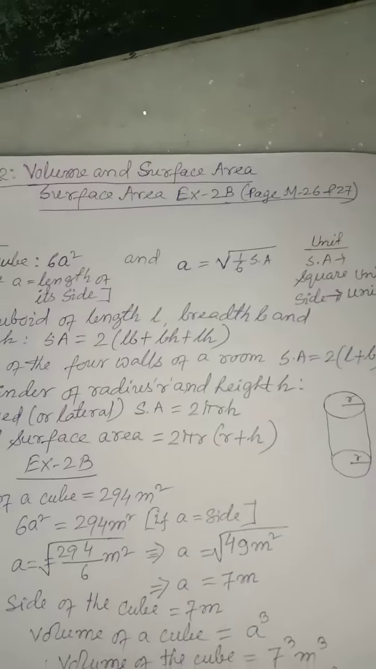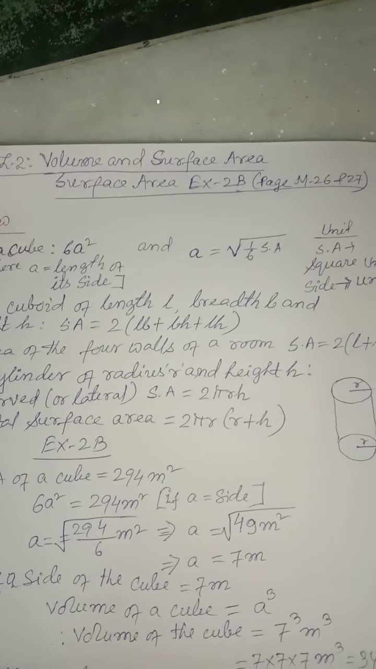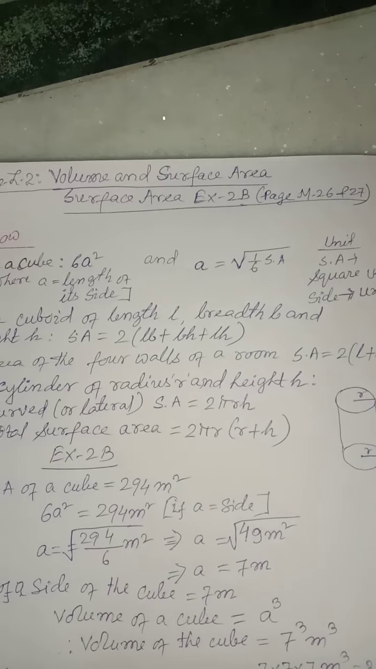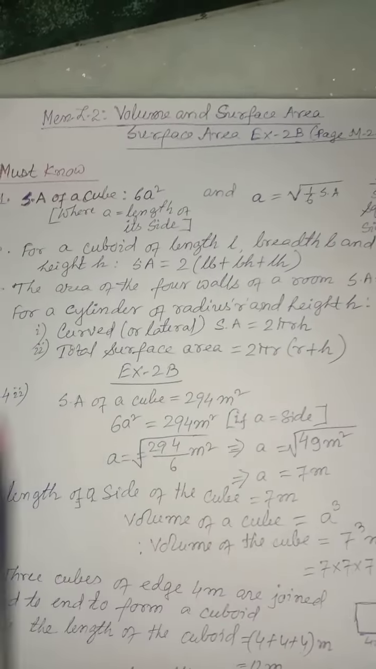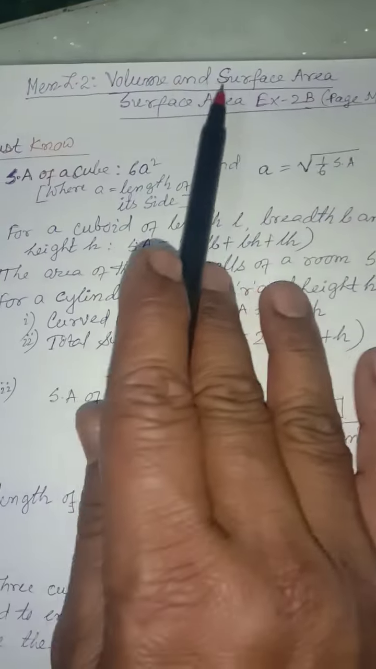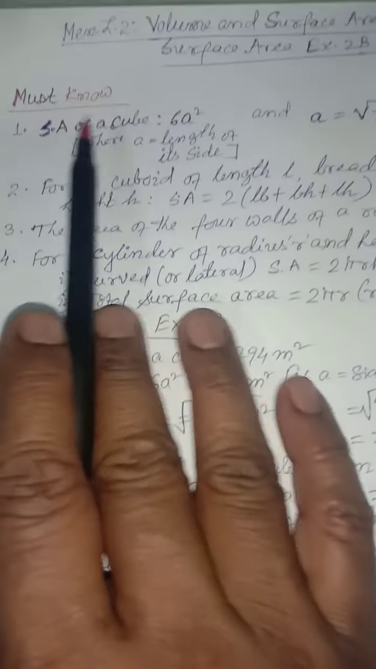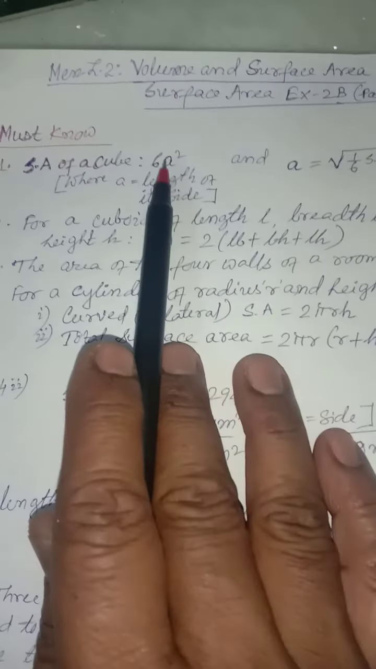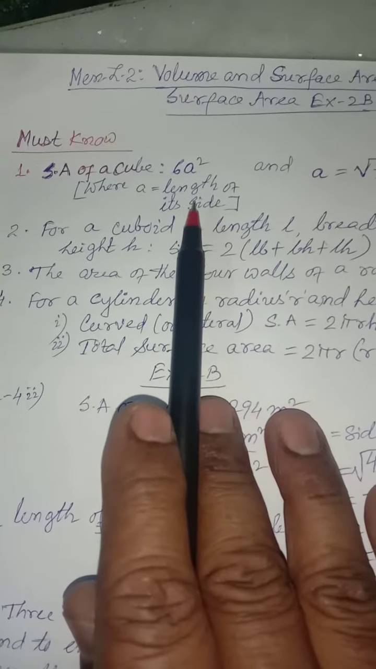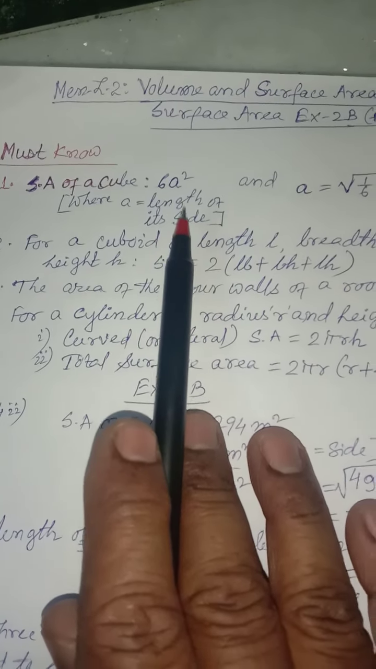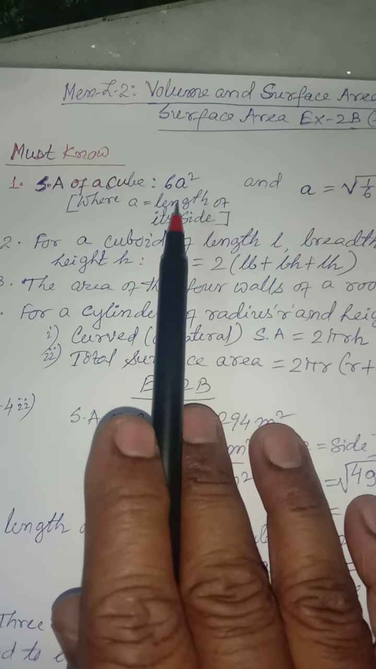You all know some of the general aspects of area. Area will always be given in square units. Volume will be given in cube units. Now, before we move on to surface area, we must know some of the formulas of surface area. Surface area of a cube is 6a square, where a is the length of each side of a cube. For a cube, length, breadth and height, all the three dimensions are of equal length.